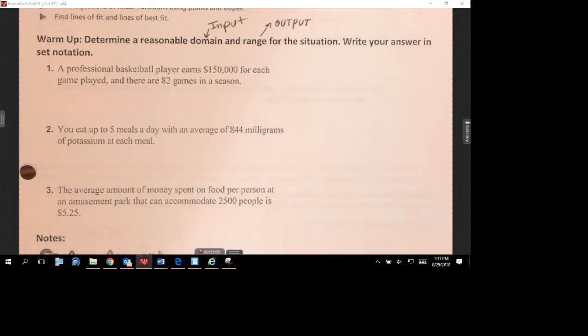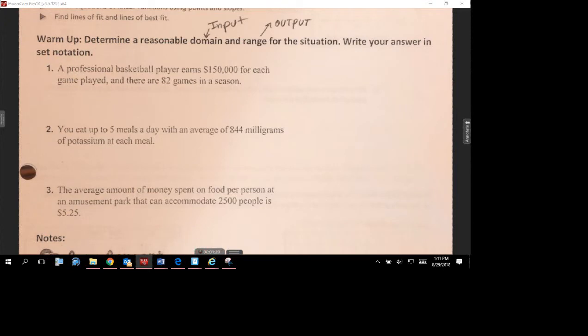Games what? I heard the question, but I didn't. What has to happen first to determine the other thing? What happens first? You have to play a game before you get paid.